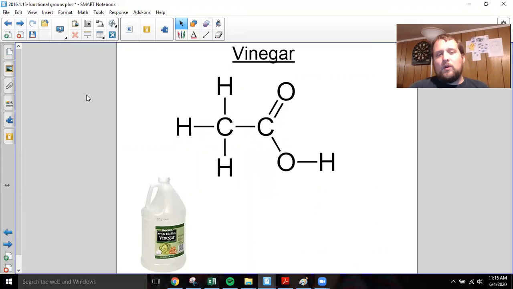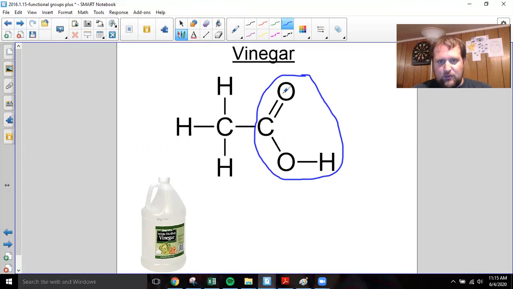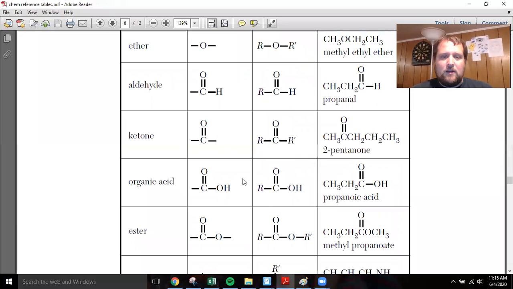So just for example, some things where we're not just carbon and hydrogen anymore. The acid that's in vinegar, ethanoic acid, looks like this. You'll notice we have a piece of it that's not just carbon and hydrogen. We have a carbon double bonded to an oxygen, and that same carbon is also single bonded to an oxygen with a hydrogen, which if we look on here, that's the same thing as this organic acid.